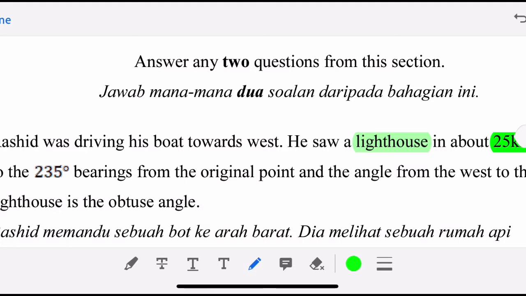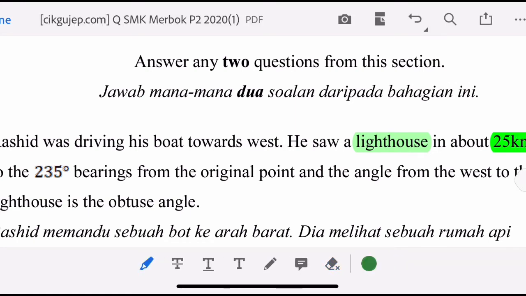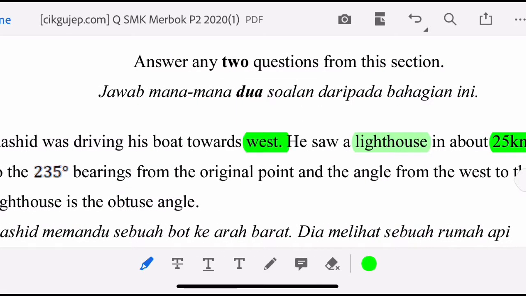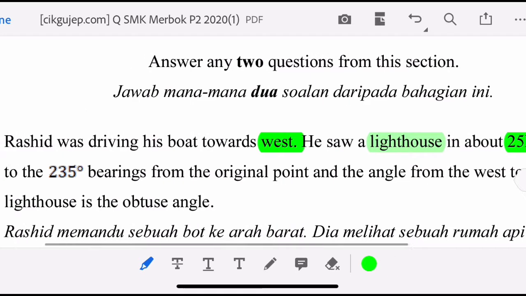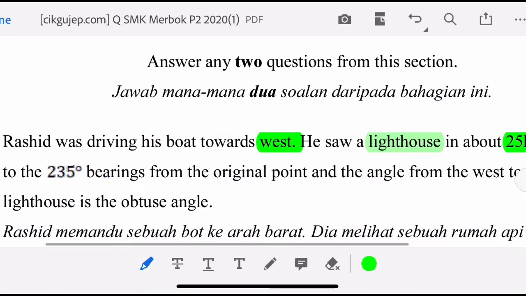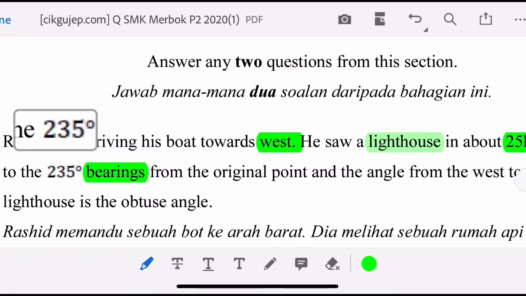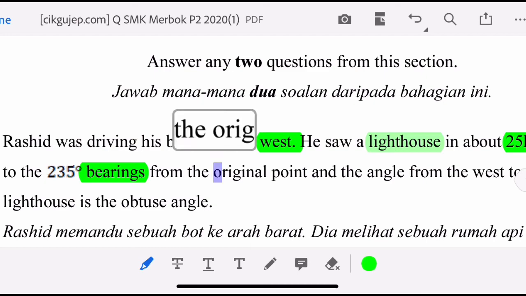Rashid was driving his boat towards the west. So we have to highlight the keywords. The keyword is west. He saw a lighthouse about 25 kilometers away, which is a keyword again. 235 bearing is a keyword again. 235, from where? From the original point.